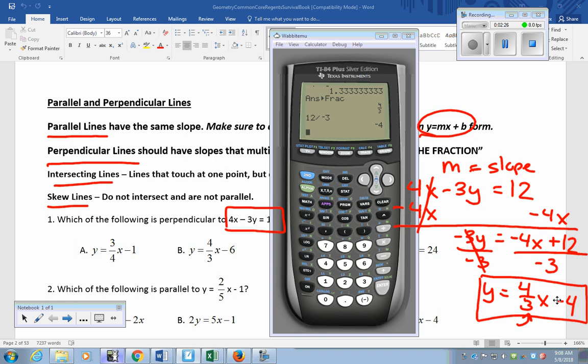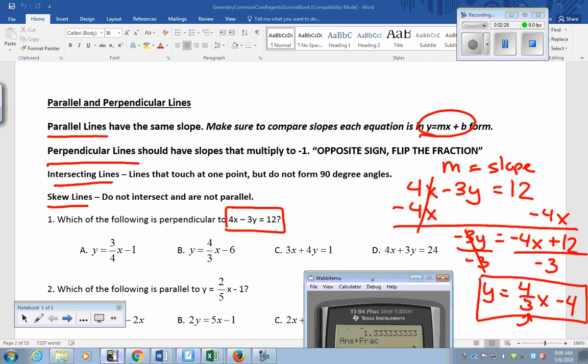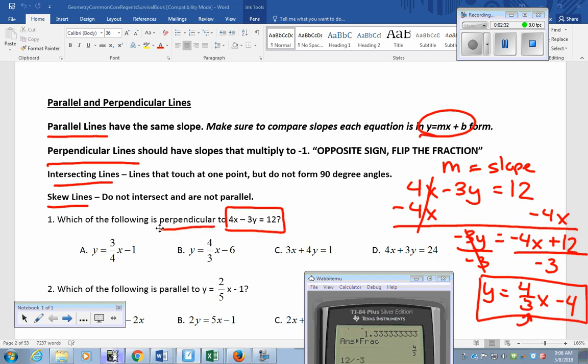Now if I wanted parallel, I would be looking for 4/3, but it says in the question perpendicular, and like it says up in the notes at the top, the slopes have to multiply to -1. So you have to take the opposite sign and flip the fraction. So if our original slope is 4/3, then a perpendicular slope would have to be -3 over 4. So that's what you're going to have to do if you don't see y by itself, is get that y by itself. And I notice right now that with question 1, I don't see a -3 over 4 on the two that have y by itself, so I'm going to have to take and rearrange C and D and see which one gives me that fraction.